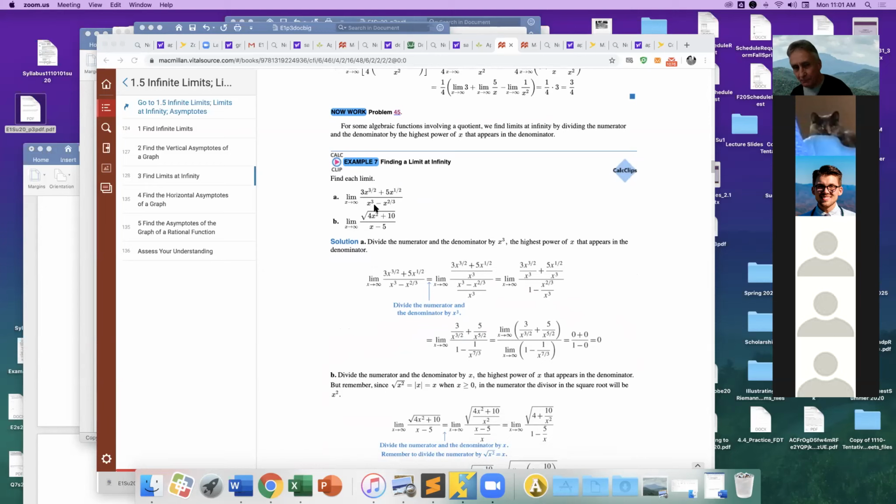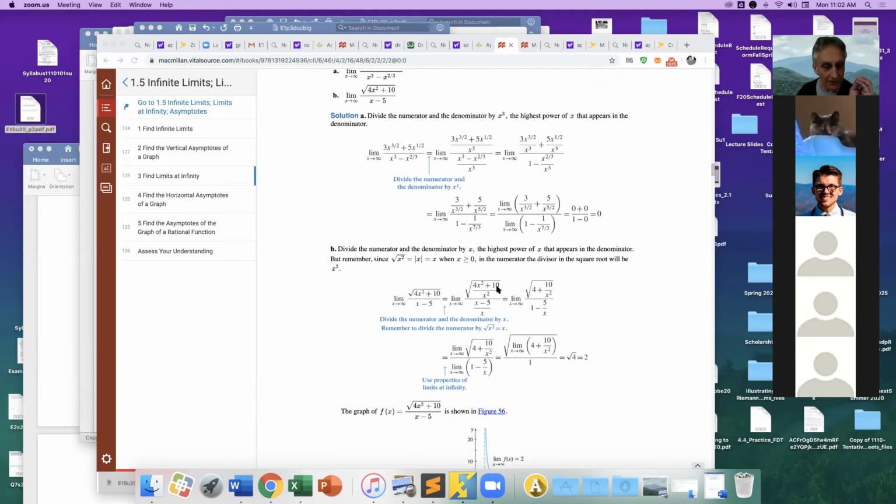The largest exponent is 3. So they got x to the 3rd under each term. They multiplied the top by 1 over x to the 3rd, and they multiplied the bottom by 1 over x to the 3rd. And then they split it up and got that situation. But you can look right now and get the answer to this.